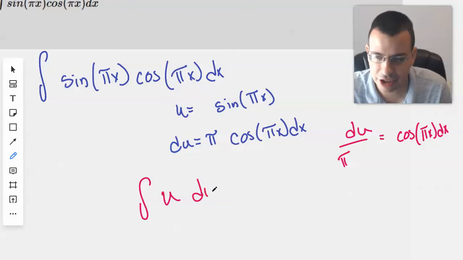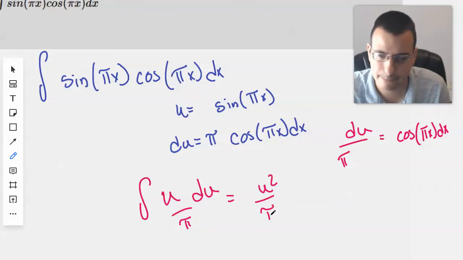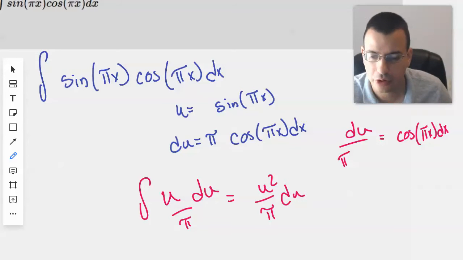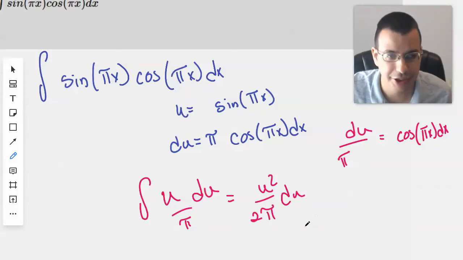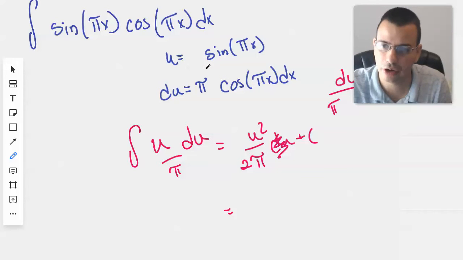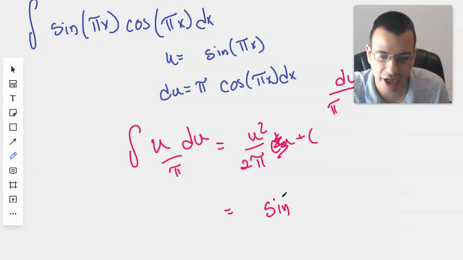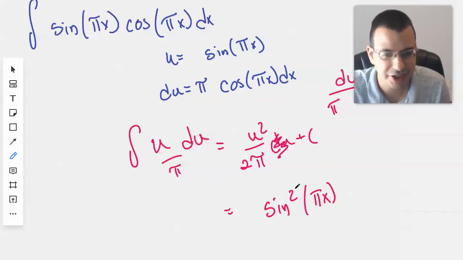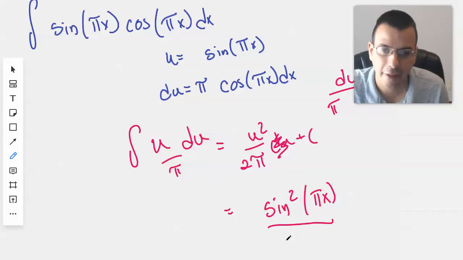And so this is going to give us du over pi, which will be u squared over 2 pi du. Okay? And then we substitute back in. There we go. And a plus c. Substitute back in our x value. We'll have sine squared pi x. That's the same as if the squared was on the outside. All over 2 pi plus c.